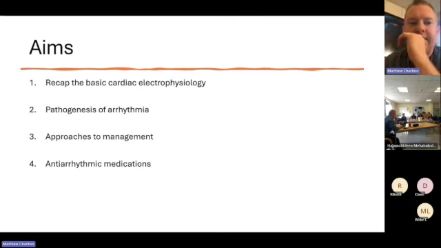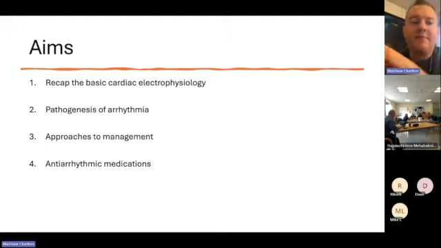So the aim is really to recap the basic cardiac electrophysiology, because that's always useful. And if you go back to first principles, everything's straightforward to understand. Talk a bit about the pathogenesis of arrhythmias, because that then means that we can understand how we treat them, approaches to management, and then we'll touch a bit on antiarrhythmic medications. But this isn't just a talk about listing lots of medications, because you can read that in a book.